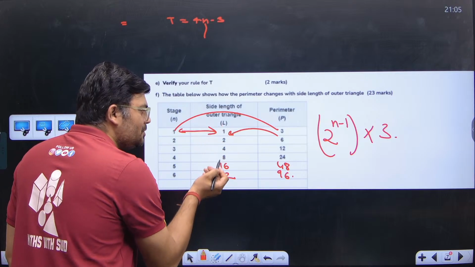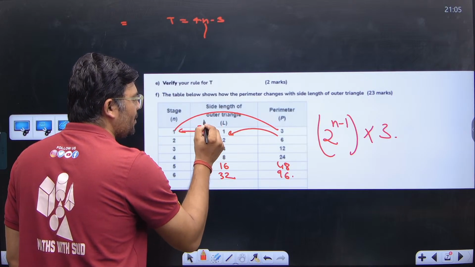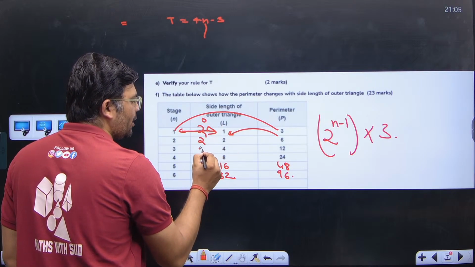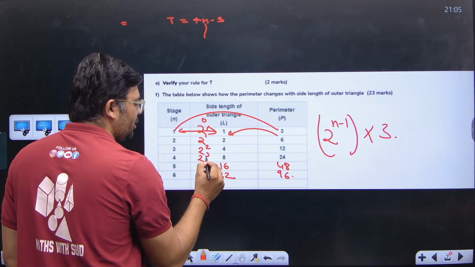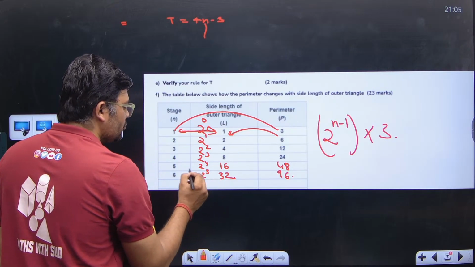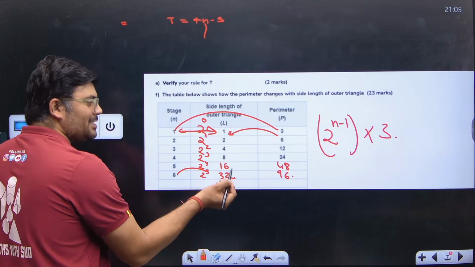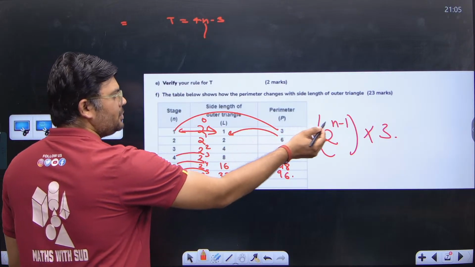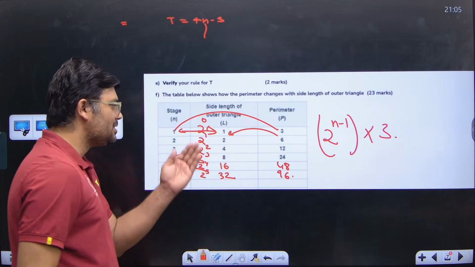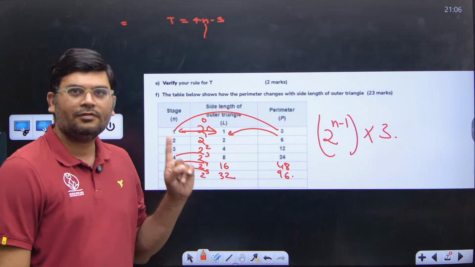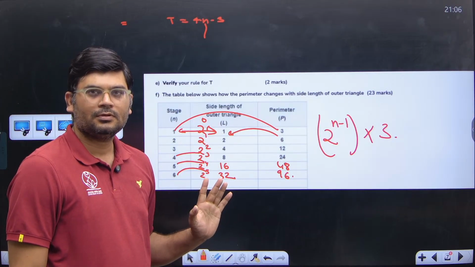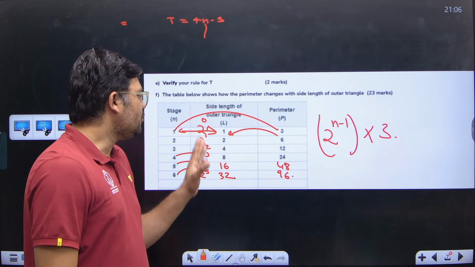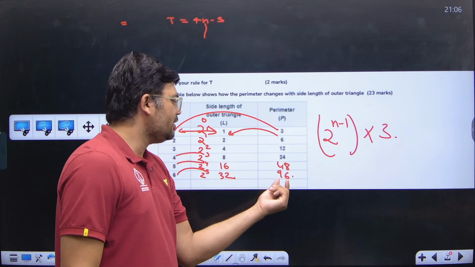So if I look at this pattern, I found that this is 2 to the power 0, this is 2 to the power 1, 2 to the power 2, 2 to the power 3, 2 to the power 4, 2 to the power 5. So when 6 is there, it is 5, meaning lessened by 1. When 5 is there, it is 4, so lessened by 1. So that means 2 to the power n minus 1. First pattern. After doing that, you multiply it by 3 to reach the second pattern.